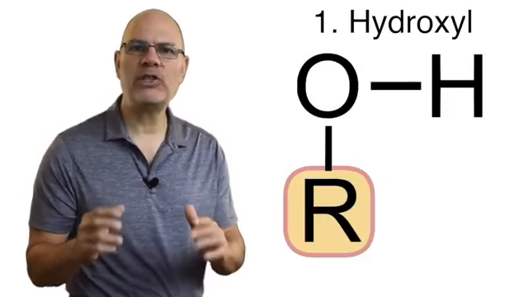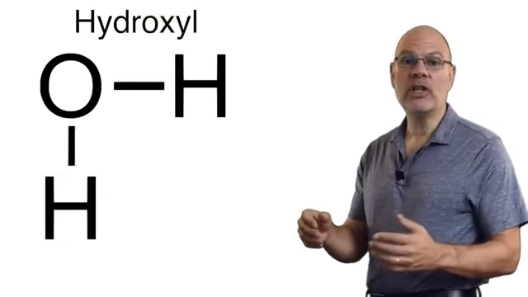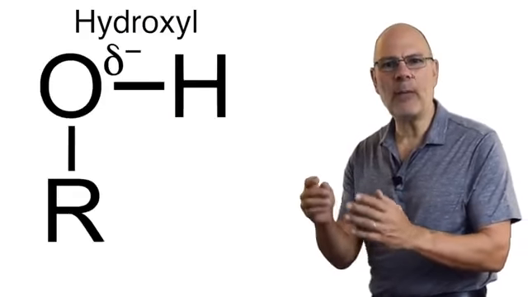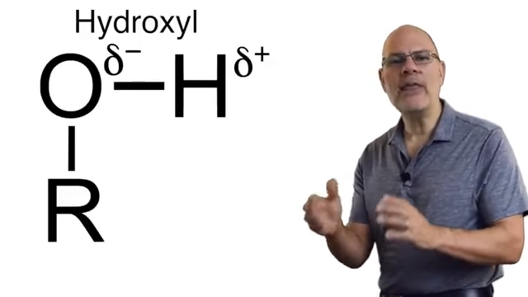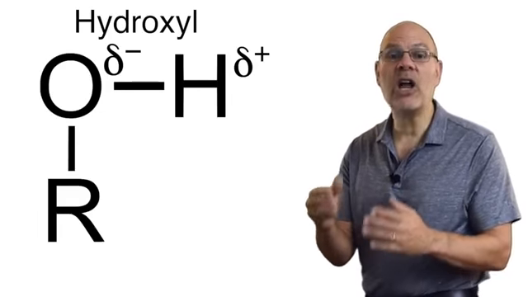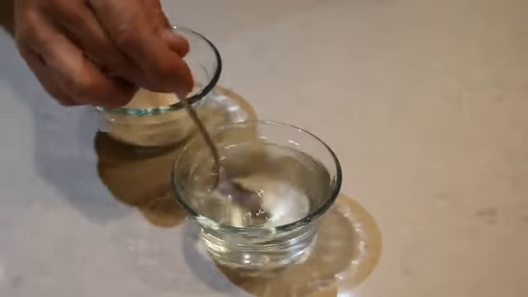That R represents the rest of the molecule that the functional group is attached to. Think of hydroxyl as a water molecule that's lost its second hydrogen. The oxygen will have a partial negative charge. The hydrogen will have a partial positive charge. That polarity will make any molecular region where hydroxyl is attached hydrophilic. And that's why molecules with hydroxyl groups are water-soluble.